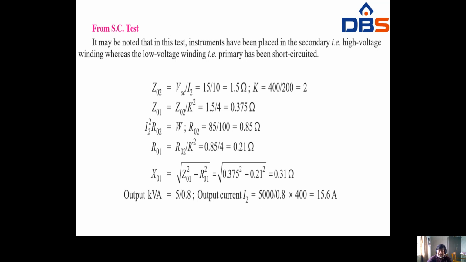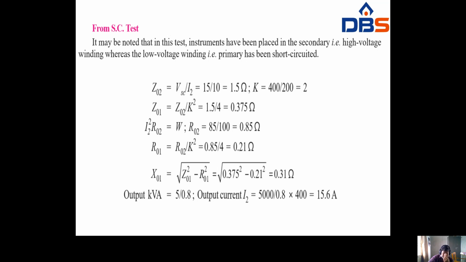And we know the losses I2 square R02, that is nothing but copper losses. R02 is equal to 85 by 100, that is 0.85. We know Z02, we know R02. From that R01 is equal to R02 by K square, that is 0.21 ohms. So already calculated Z01, and now we have calculated R01. From these two, X01 is equal to square root of Z01 square minus R01 square, that is equal to square root of 0.375 square minus 0.21 square. With the help of a calculator we determine X01, that is equal to 0.31 ohm.